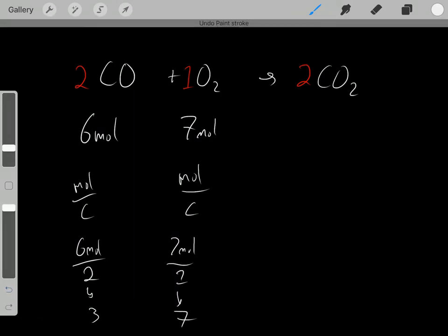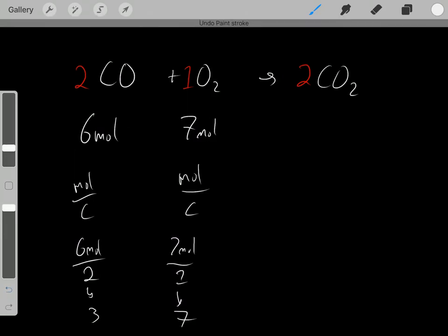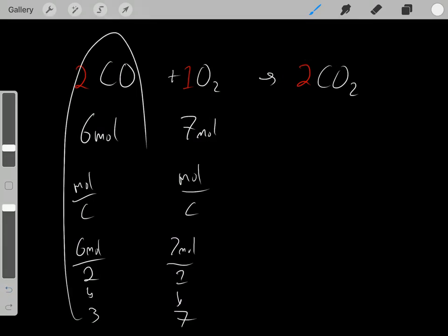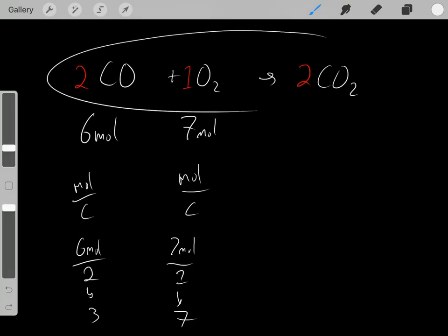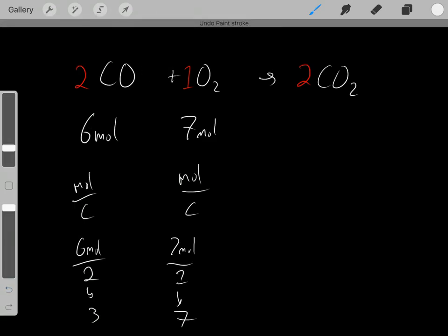3 is less than 7, so therefore we know in these conditions with these amounts for this balanced equation, carbon monoxide would act as the limiting reagent. These would react, and we would run out of carbon monoxide first, and we would have some O2 left. Once we run out of carbon monoxide, we wouldn't be able to do the reaction anymore, so therefore carbon monoxide is the limiting reagent.